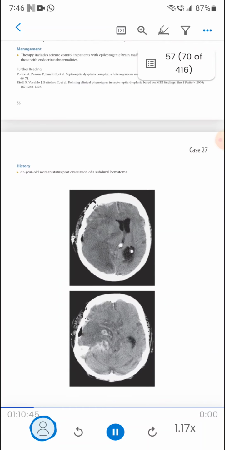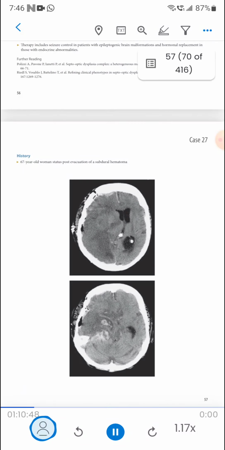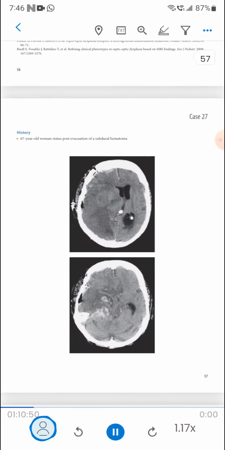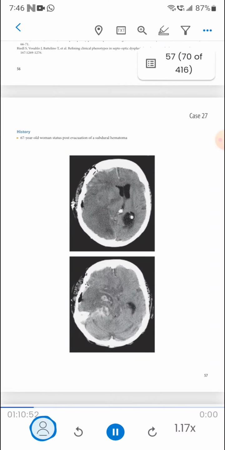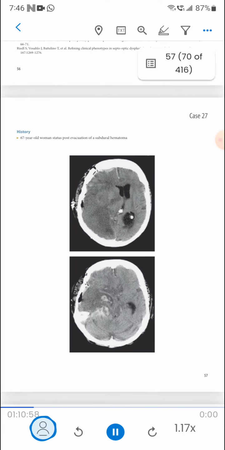Case 27: Transfalcine, uncal, and transtentorial herniation. Findings. CT after evacuation of the hematoma shows extensive hypoattenuation in the right hemisphere with loss of the gray-white differentiation. There is hemorrhage in the right temporal lobe. The leftward midline shift displaces the medial right frontal and parietal lobes under the falx cerebri, producing transfalcine herniation.